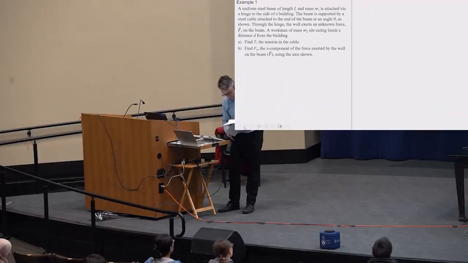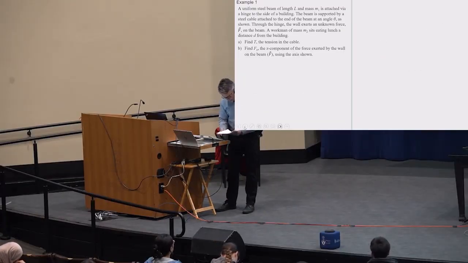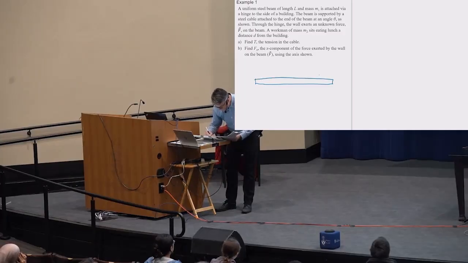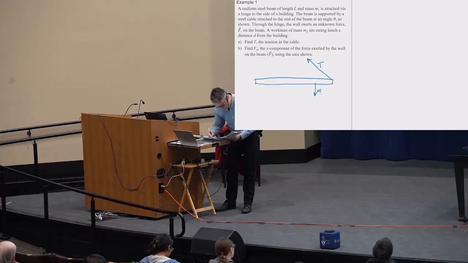Well, if you were asked what's the tension in the cable, then what you would do is define a pivot and work out the torques. So I'm going to draw it again here as an extended free body diagram. Here's your tension. Here's this force, M, workbench. Now he's called M2 for some reason, times G, eating lunch at distance D from the building.